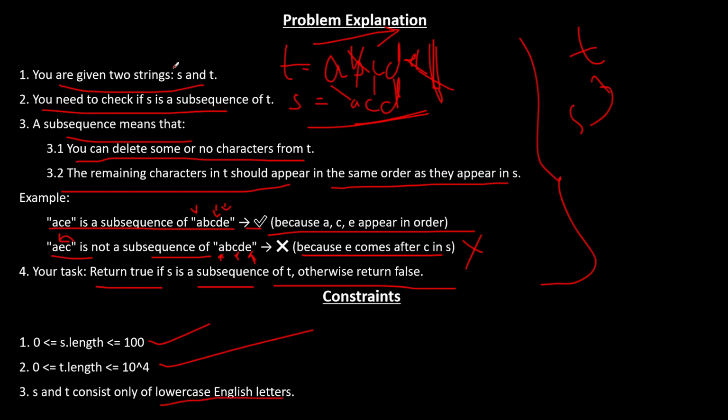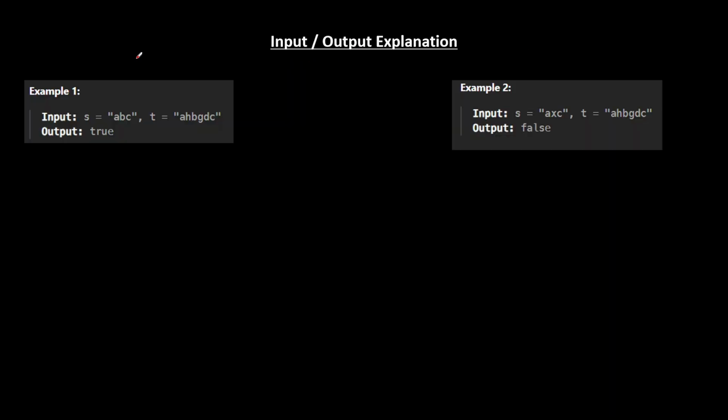I hope you understood the problem. Now let's move to the next slide. Let's understand the input and output of the problem. Let's understand this first. We are given ABC and AHBGDC.